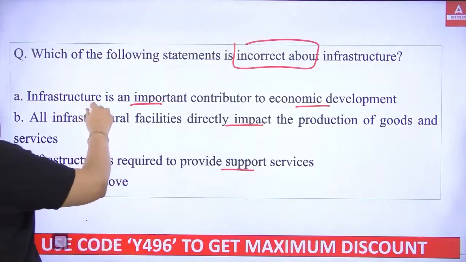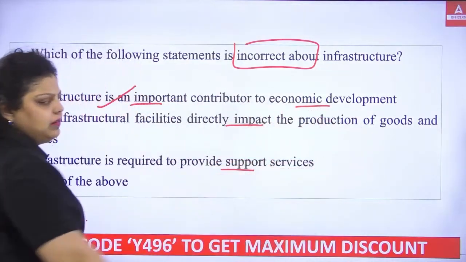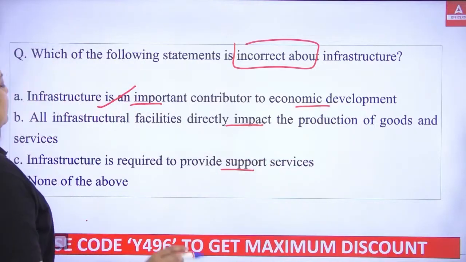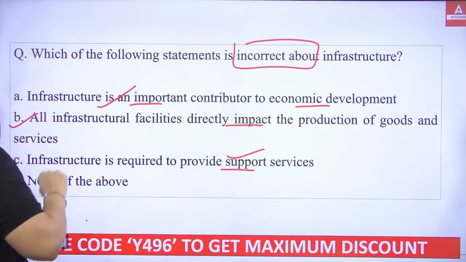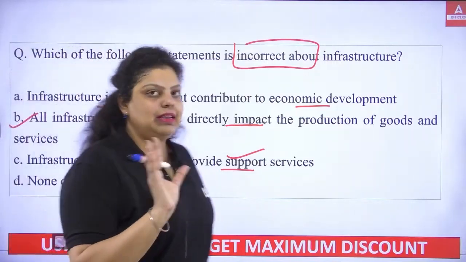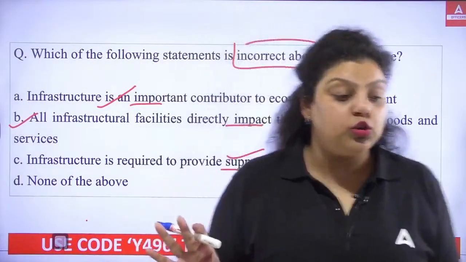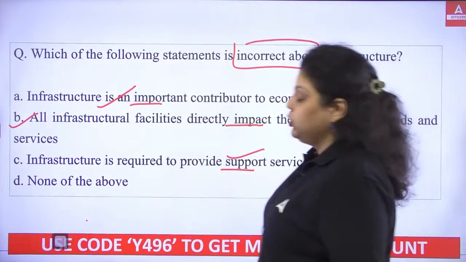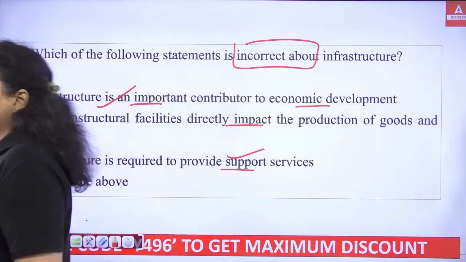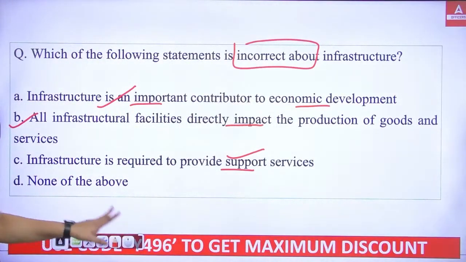The first one is correct. It is very important for economic development. The third one is also correct, because it is required as support. But the second one is not correct. Infrastructure facilities do not always directly impact the production of goods and services in the country. So the incorrect statement is statement B of this particular question. So the right answer will be B.